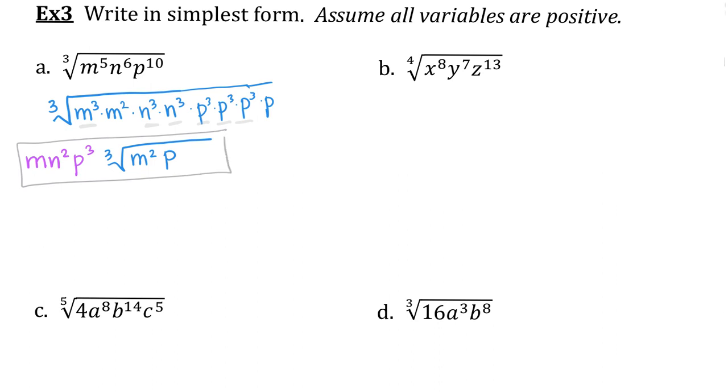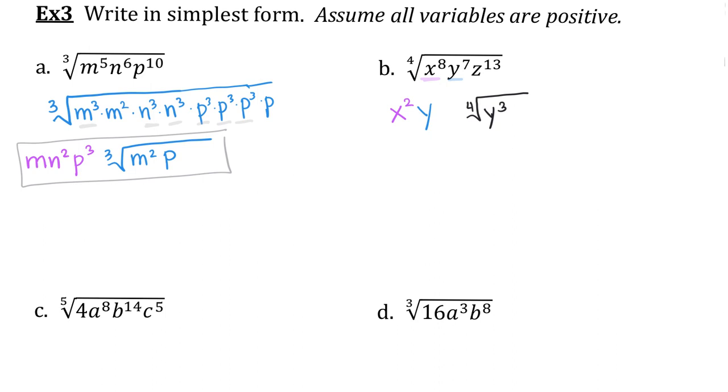Okay, let me try the next one and see if I can do it with fewer steps. Okay, the fourth root of x to the third. Okay, if I do the fourth root of x to the fourth, what do I get? I get x to the second. Okay, let's go to the next one. If I do the fourth root of y to the seventh, I mean, I can for sure take out a y. The question is, what's left after I take out the y? Well, I canceled out the y to the fourth, which means I should have y to the third left.